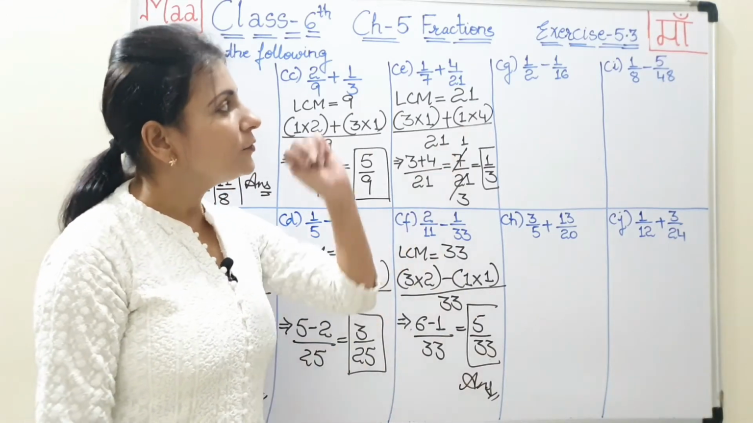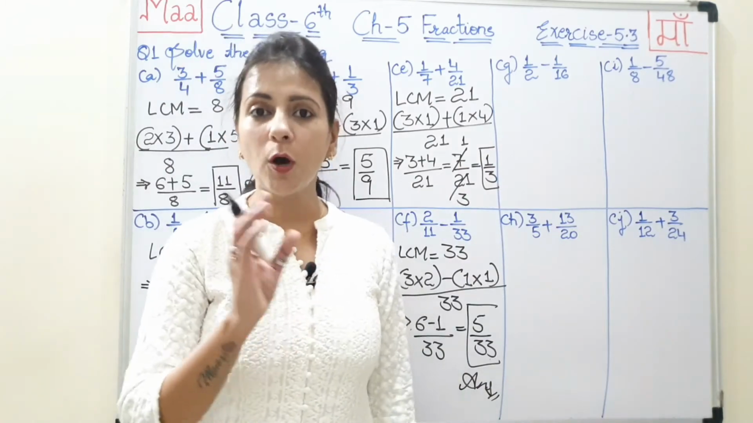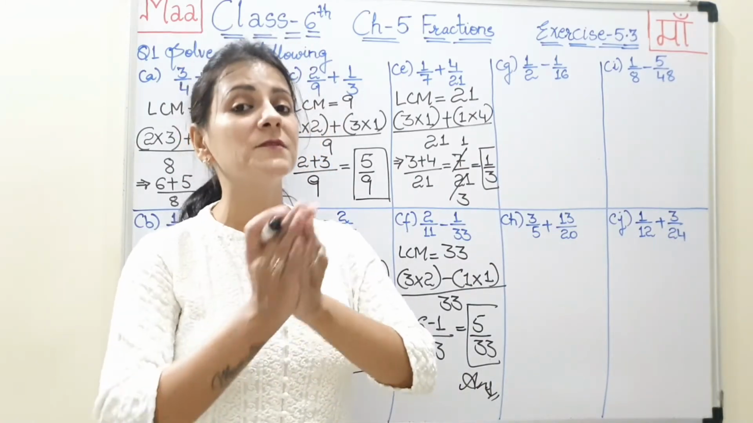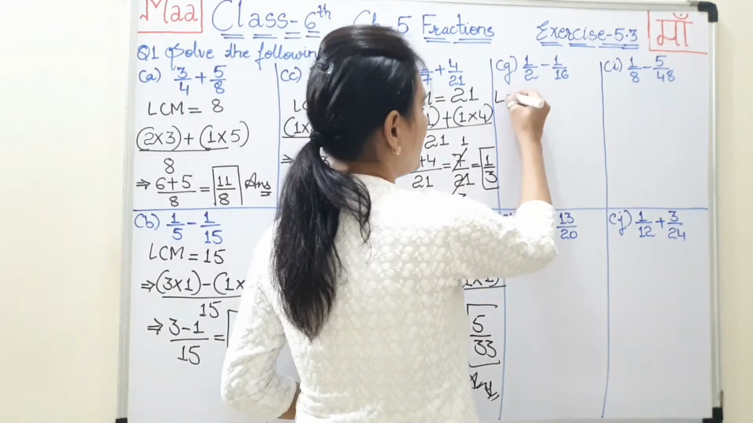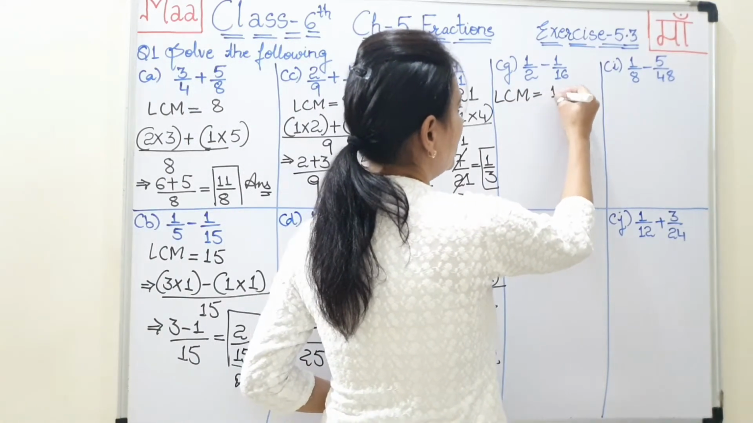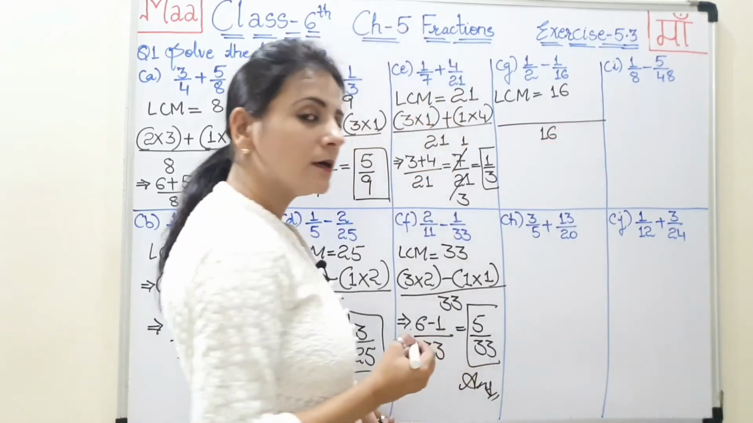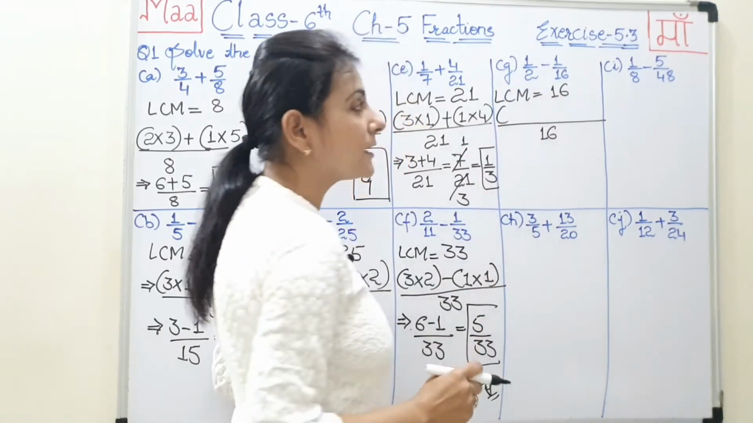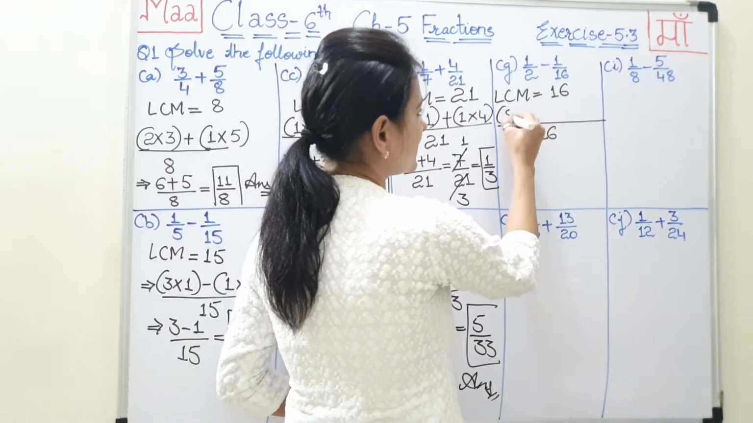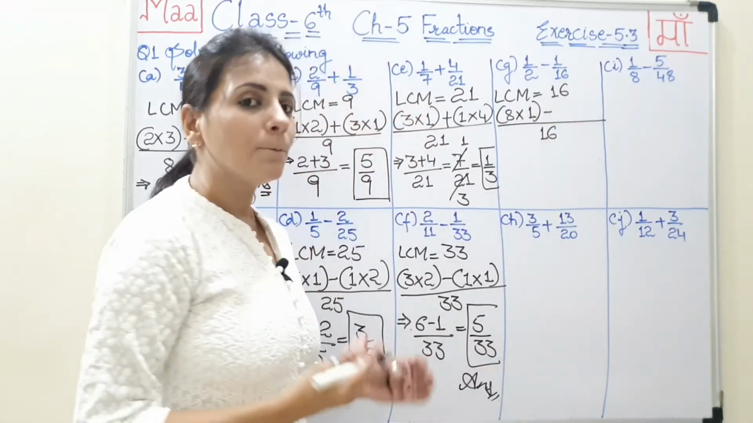Okay, so now G part. G part में again आप denominators देखिए students, 2 और 16 है. So 16 is divisible by 2. So the greater denominator will be the LCM. So here LCM will be number 16. So draw the horizontal line, write down 16 in the denominator, open the bracket. In the table of 2, 16 comes 8 times. So we will write 8, multiply by the numerator 1. In between we will put minus sign.